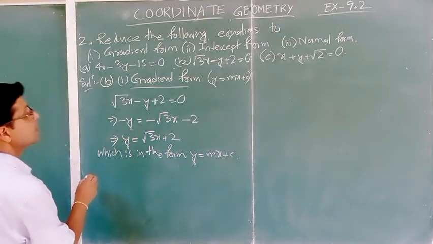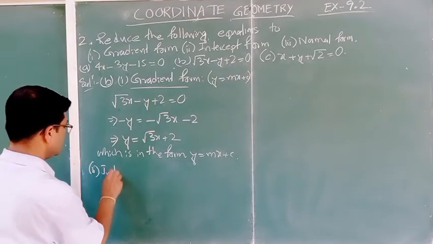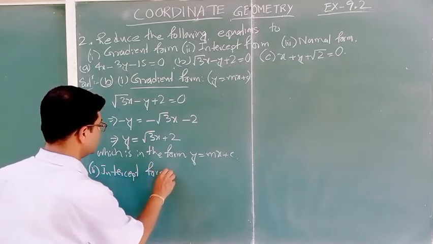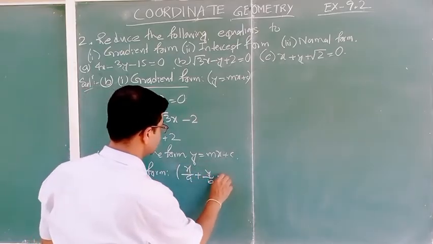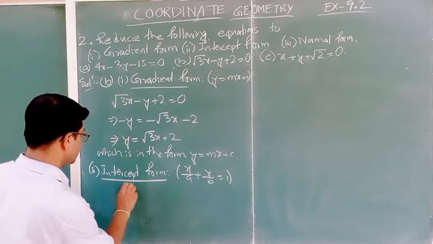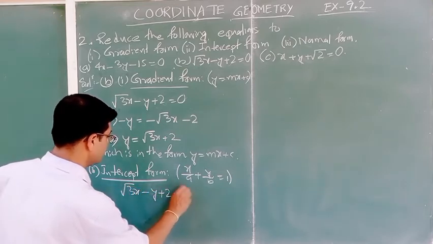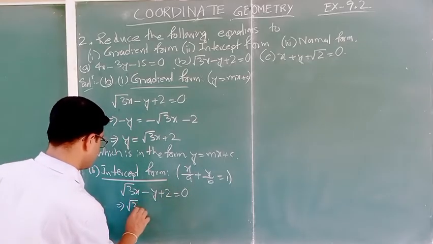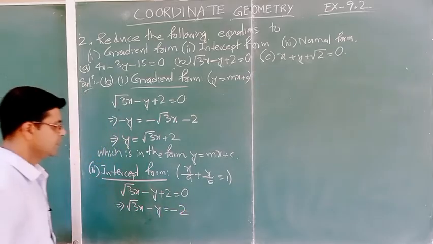Next one is intercept form. What is the intercept form? Intercept form is this form, x by a plus y by b is equal to 1. In this form we have to convert. So let us write the equation, root 3x minus y plus 2 equal to 0. What we do, this constant we will take on the other side. It will be root 3x minus y equal to minus 2.